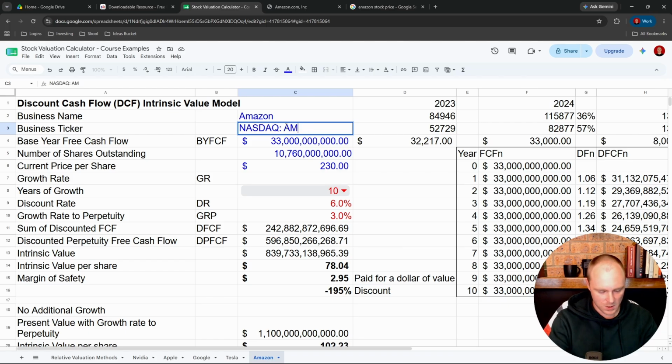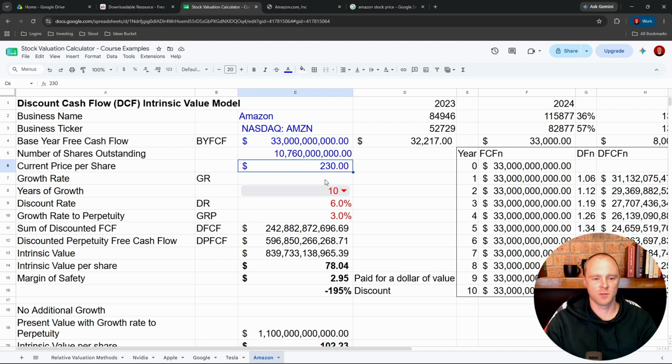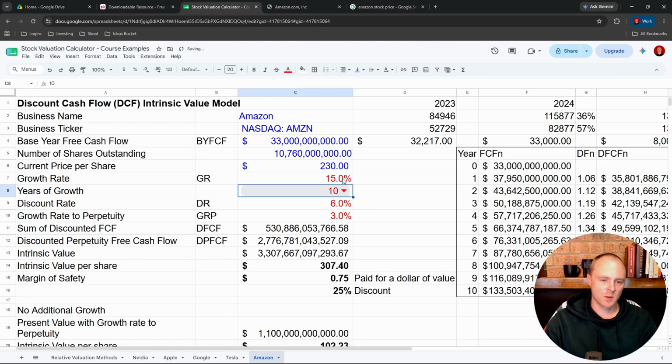So we've got this partially filled out, and we've got our base year free cash flow that I've come up with of 33 billion. We've got a number of shares outstanding, and the current share price is 230. Now, what do we think for the growth rate? We've got a growth rate on our actual net cash of 36% and then 20%. Knowing that this business has pretty much grown at 20% per annum from 1997, I'd be safe to say, for the meantime, 15%.